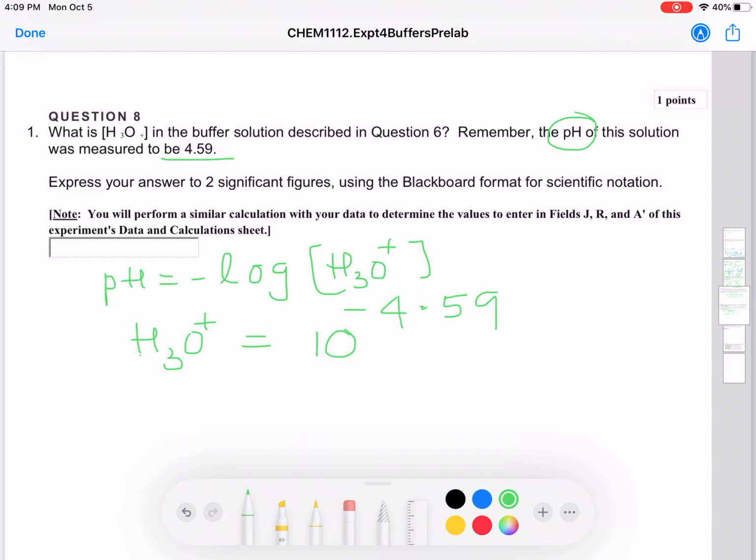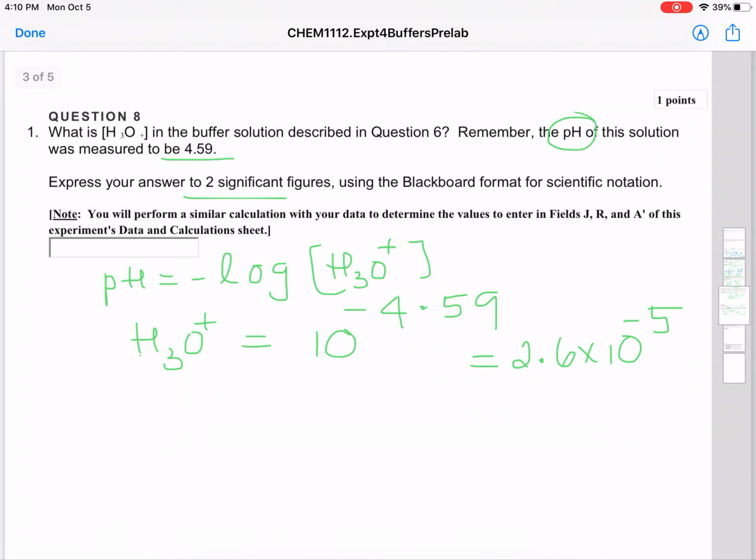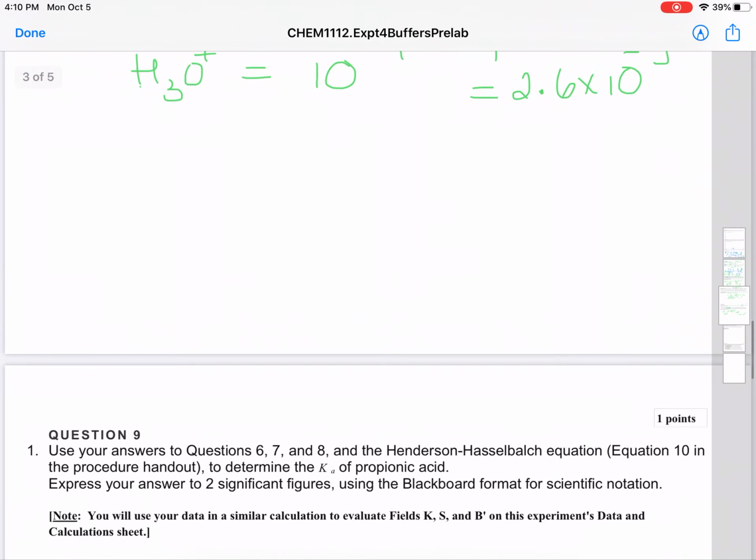Okay, this will give you the hydronium ion concentration. Do this calculation in your calculator and find out what the hydronium ion concentration is. That would come to something like 2.6 times 10 to the negative 5, two significant figures. So that's going to be the concentration of hydronium ions.